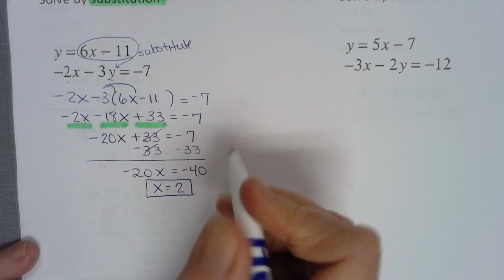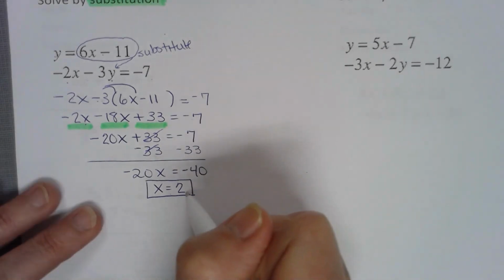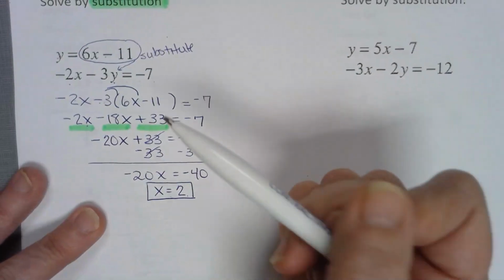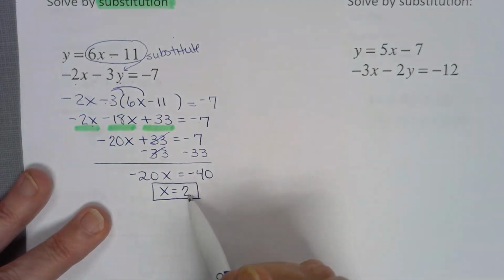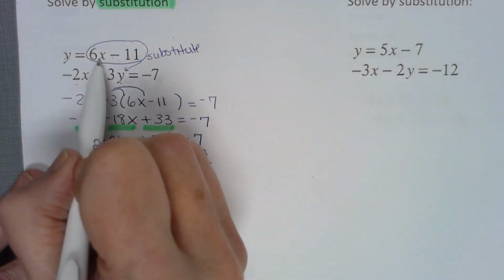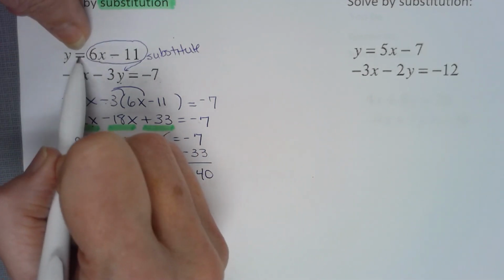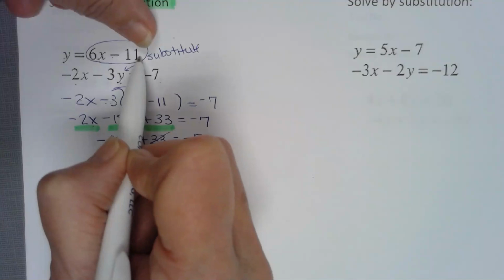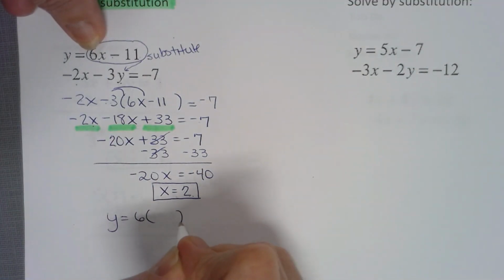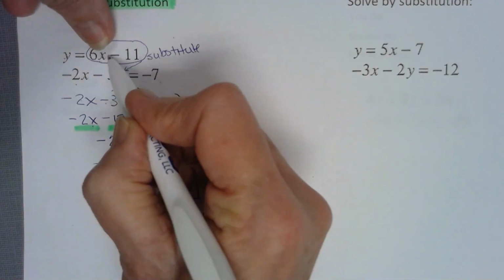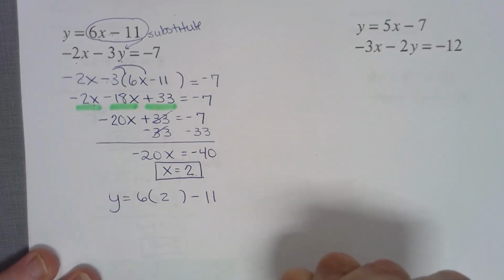So I'm halfway there. I have my x and I need my y. So I'm going to substitute this back up into an original. And in this situation, there's one that's much easier than the other. Since I have the x, it's going to be easier for me to substitute here. So it's going to be y equals 6 blank minus 11. And instead of x, since I know x is 2, I can plug that in right here.